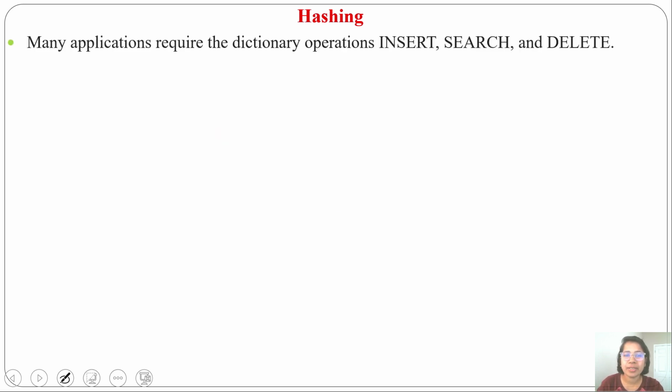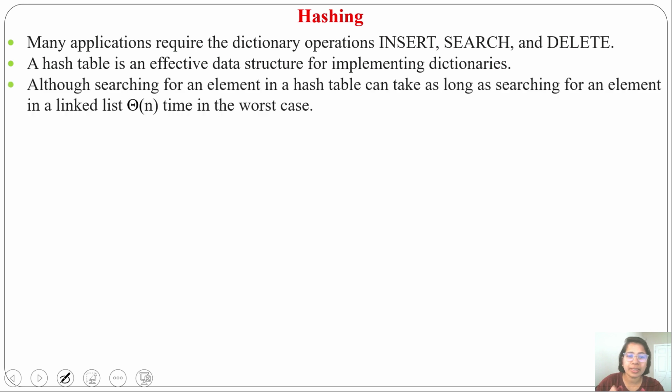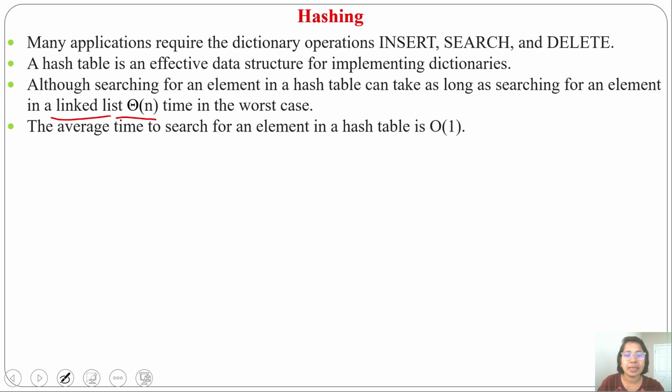So many applications require dictionary operations like insert, search, and delete. A hash table is an effective data structure for implementing a dictionary. So here running time for insertion, search, and delete is much less than other data structures. In worst case, running time can be theta of n. If all data enter one slot and the linked list size is n, then running time will be theta of n. But in best and average case, it can be order of 1.